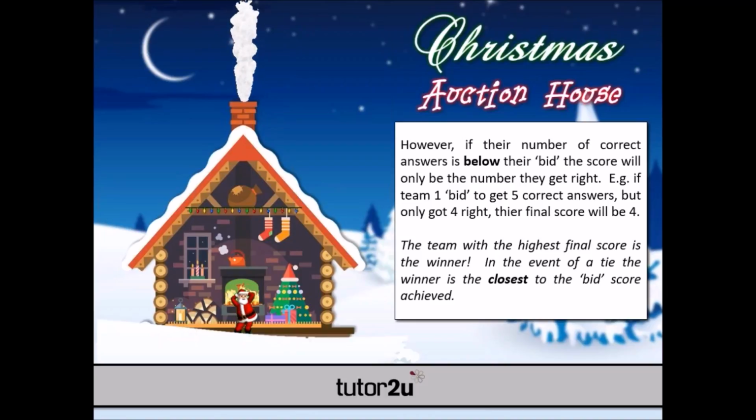However, if the number of correct answers is below that bid, they'll only score the number of questions that they got correct. So for example, again, if team 1 bid to get 5 correct answers but only got 4, their final score will be just 4. So the teams have a dilemma. Bid too high and they don't reach that bid, they'll only get the smaller score. Bid too low, even though it gets doubled, it may not be enough to win the game. The team with the highest final score is the winner. In the event of a tie, we'll look at who's got the closest to their actual bid.